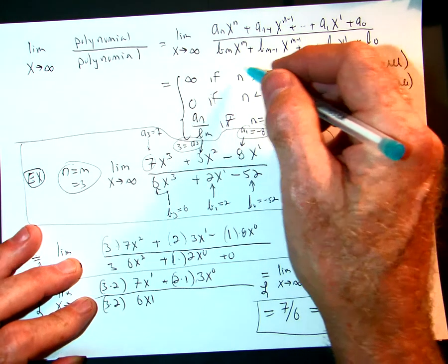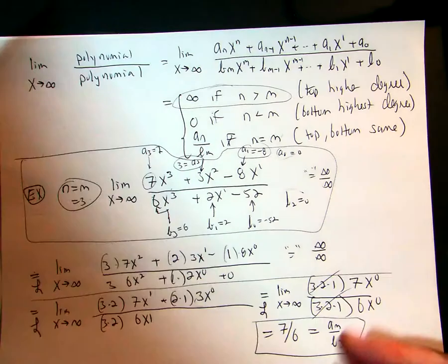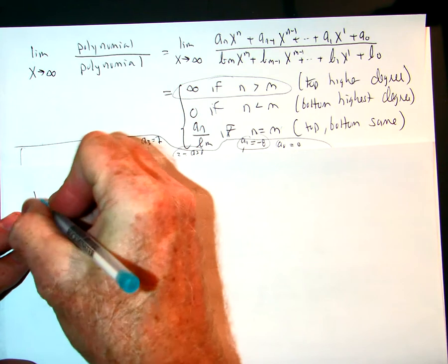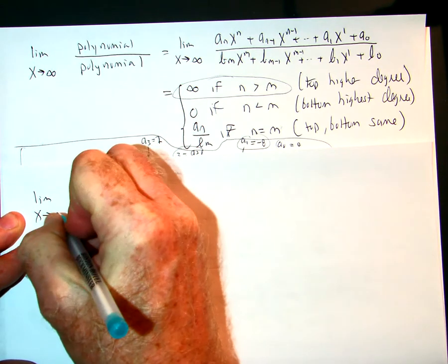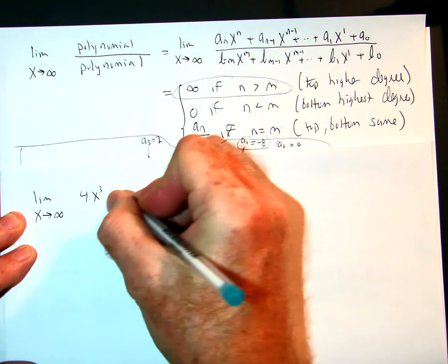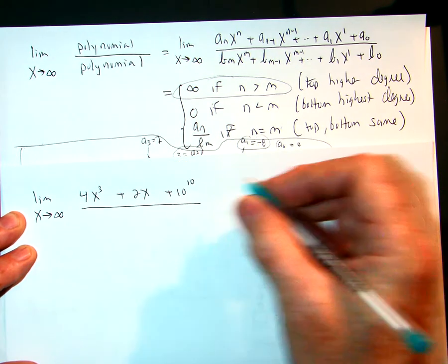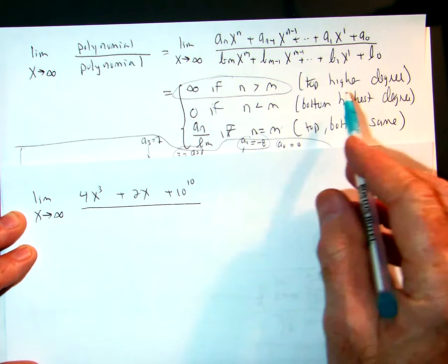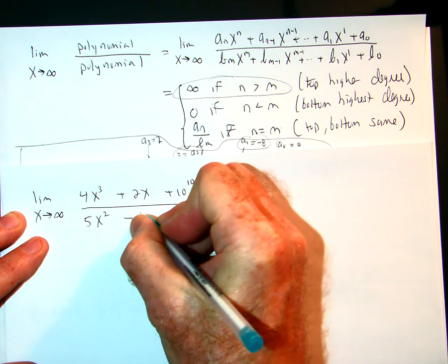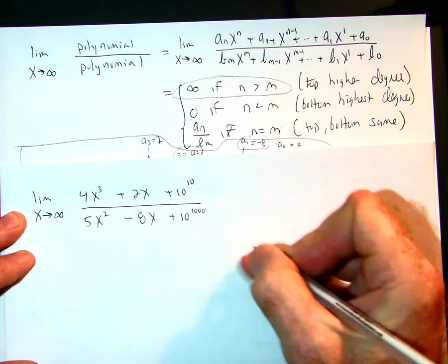I'm going to do this one right here. I'm just going to make up an example. Limit as x goes to infinity. We want the top one to be bigger, so 4x cubed plus 2x plus 10 to the 10. The bottom, m is going to be less, so let's say it's 2, so I'm going to have 5x squared minus 8x plus 10 to the 1,000. So really big numbers there.